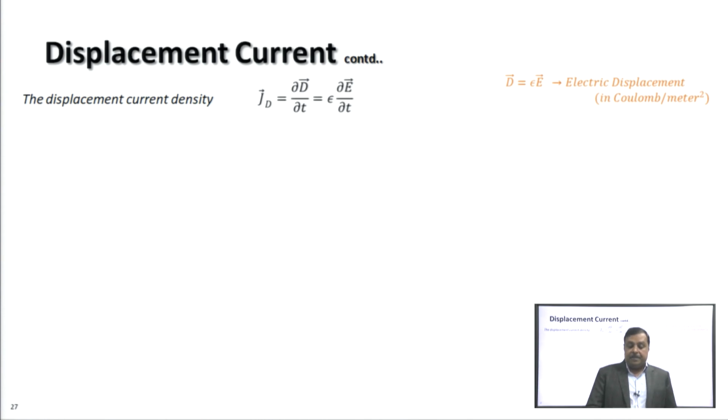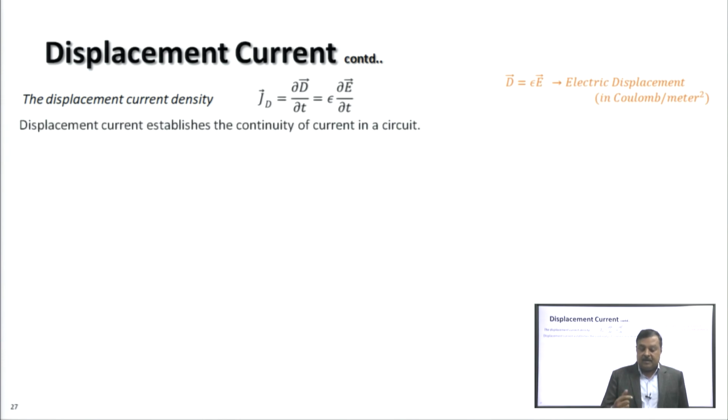JD is epsilon delta E by delta T, and this is related to time variation of electric field. If electric field is varying with time, then epsilon delta E by delta T is non-zero, and this has the dimension of current density. Displacement current establishes the continuity of current in the circuit. We are understanding the physical significance of displacement current.